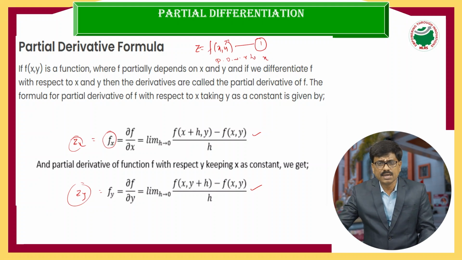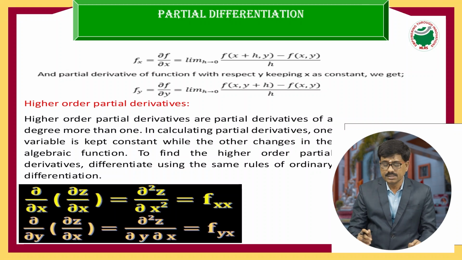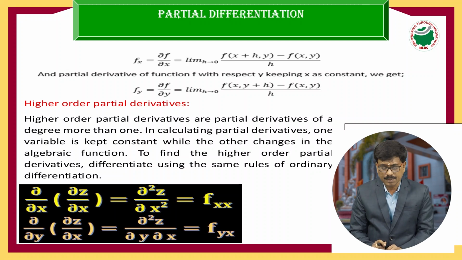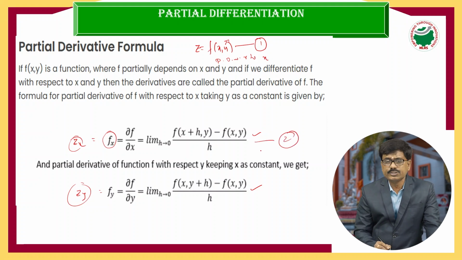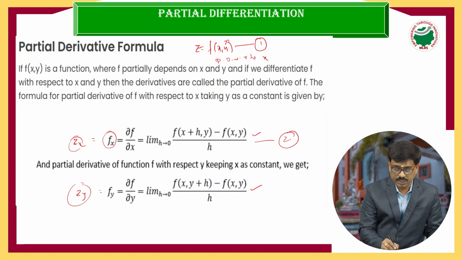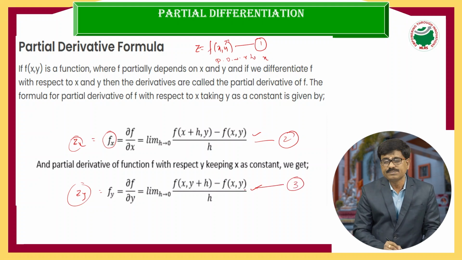Further, we can extend first order partial derivatives into second order partial derivatives also. Such functions are called higher order partial derivatives. Let us look at how to calculate the second order partial derivative. Let us take this function, z is a function of x and y. Already we calculated the derivative with respect to x. It becomes dou f by dou x, the limit as h tends to 0 of f of x plus h comma y minus f of x comma y, divided by h. This is the first order derivative. Let us assume this is equation 3.